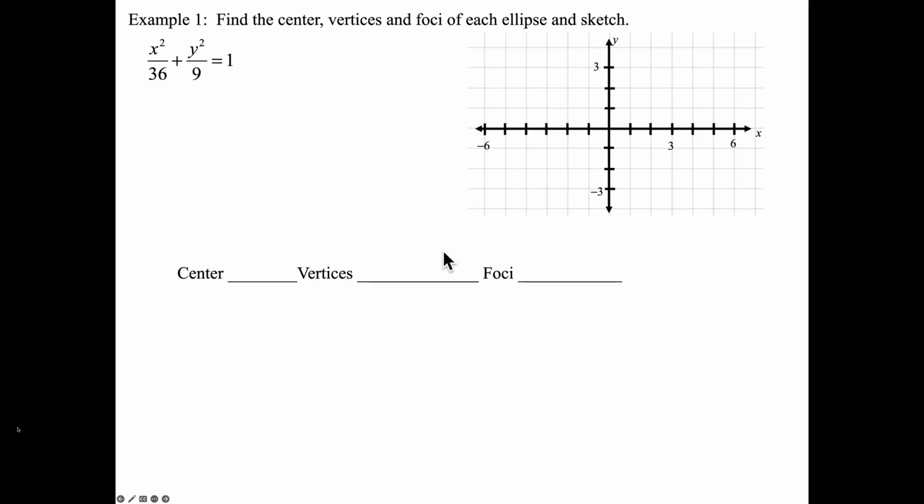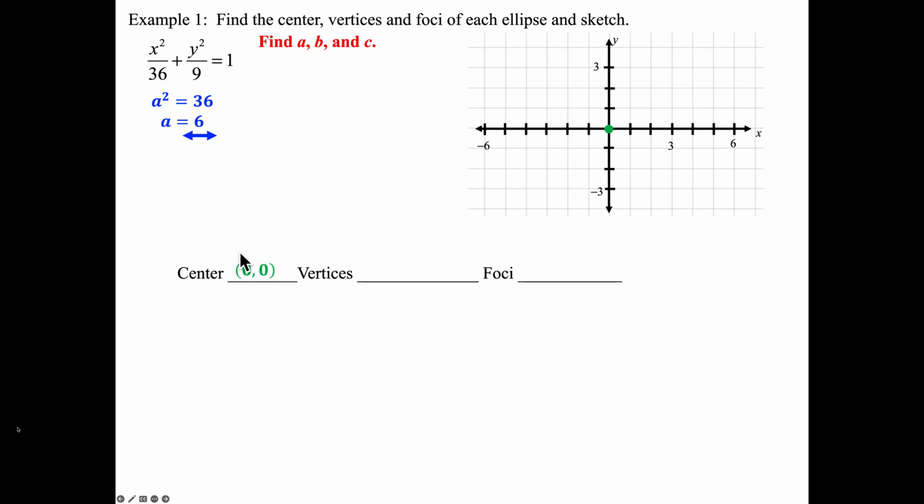All right, so let's look at graphing one. So we're going to find the center. Notice nothing's being added or subtracted to the x and y, so we're at the origin for our center. So we plot that point. Now we're going to find a, b, and c. So a is coming from the biggest denominator, 36. That's my a squared. Take the square root of 36 is 6. It's underneath the x squared. You count left and right, 6 squares.